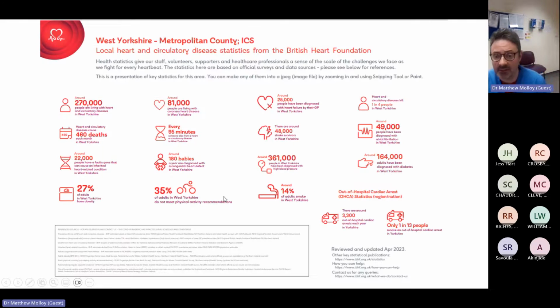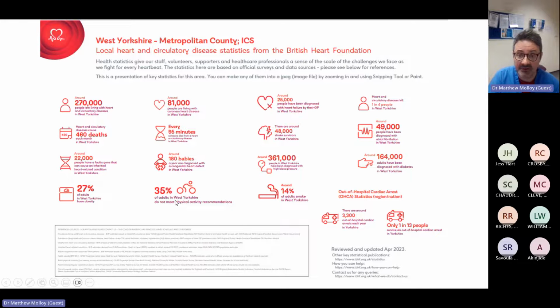Sorry, this is a bit small, but this is a bit closer to home, looking at West Yorkshire, and unfortunately some of our statistics are a bit worse than the national average. So we have more obese people in West Yorkshire than the national average. We have high percentages of smokers. There are 460 deaths each month in West Yorkshire attributable to heart and circulatory disease. We've got 270,000 people living with heart and circulatory disease.